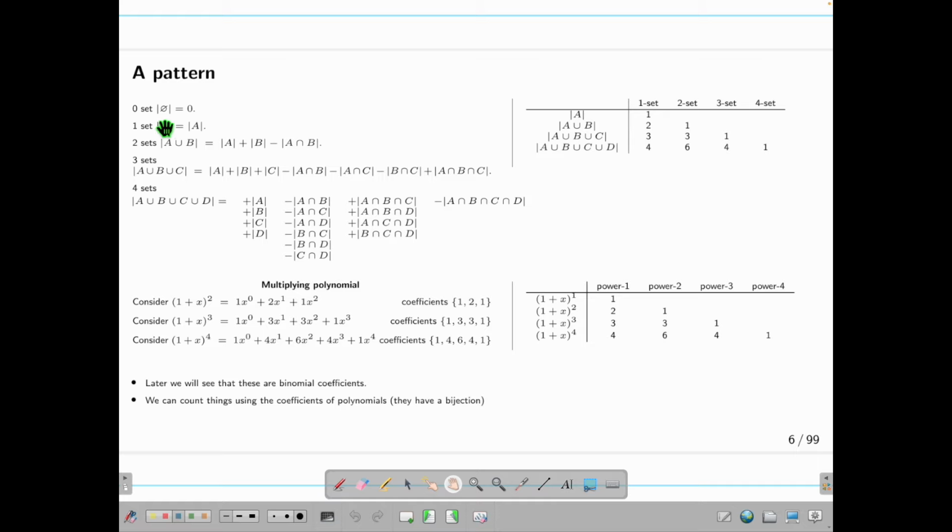If I have an empty set, there's nothing, right? So the cardinality is 0. If I have 1 set, the cardinality is 1.